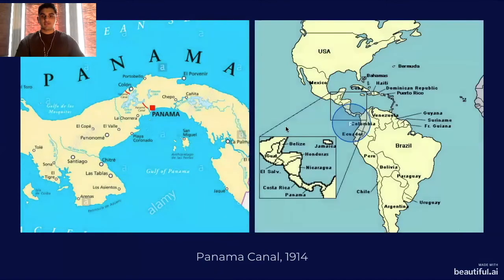And what that does is it cuts journey times, because in order to get from the Atlantic to the Pacific Ocean, you'd have to go all the way around South America. And this is totally blocked off. And now ships are able to go straight through the canal and get to the Pacific Ocean that way. Again, cutting journey times, making trade so much better.